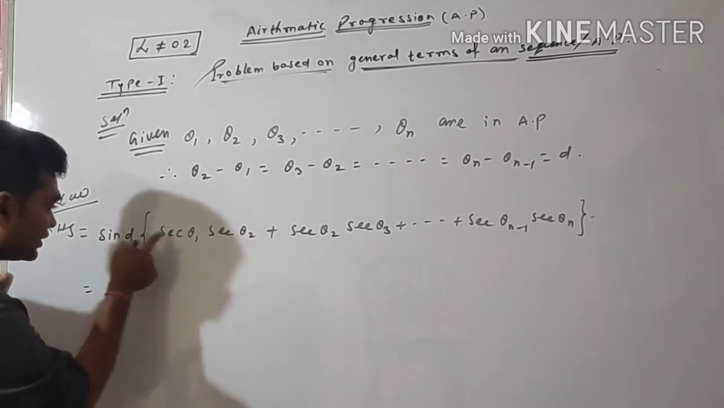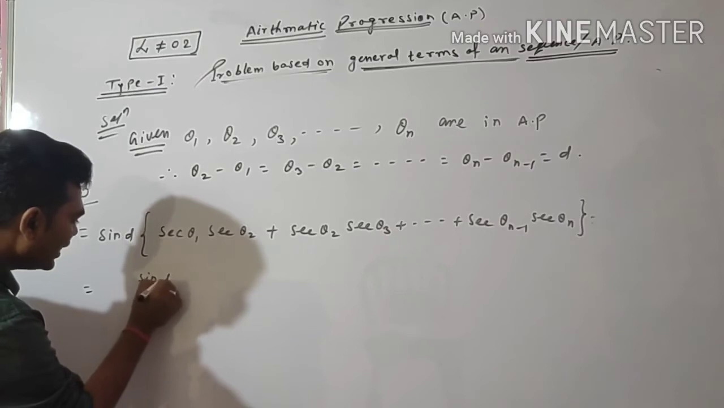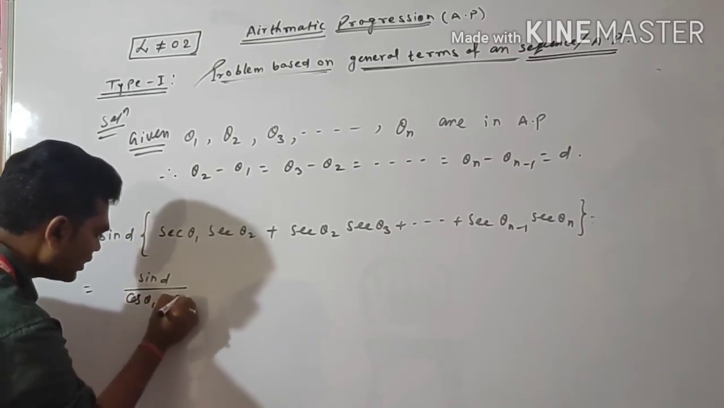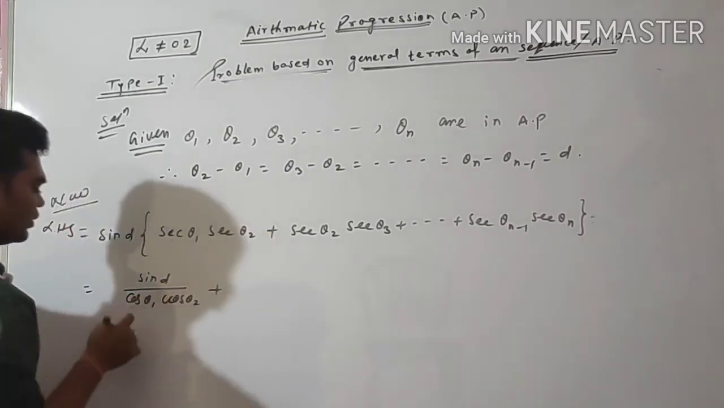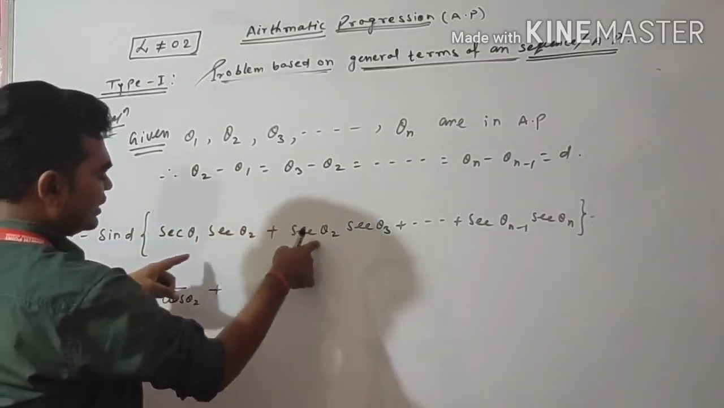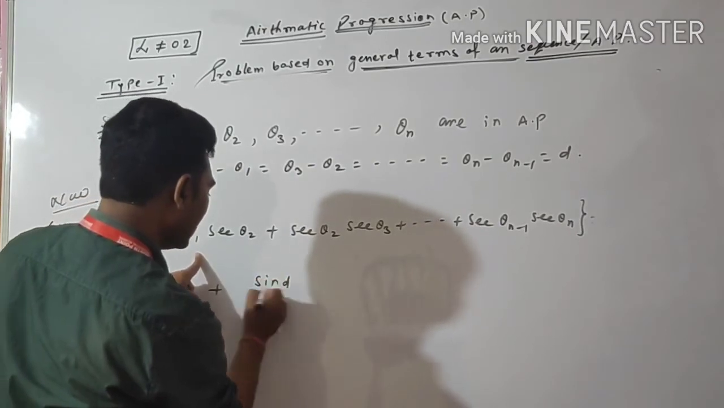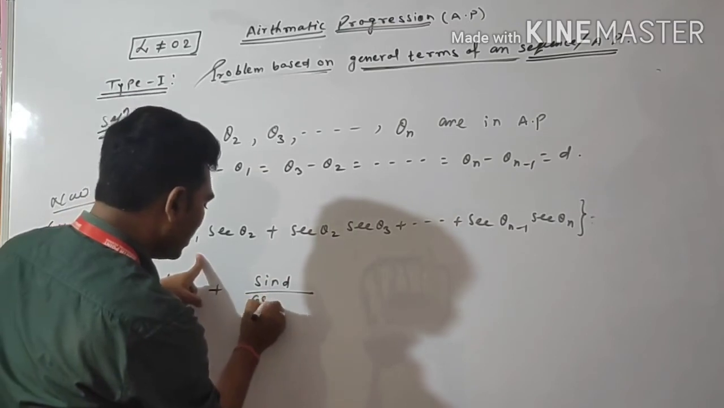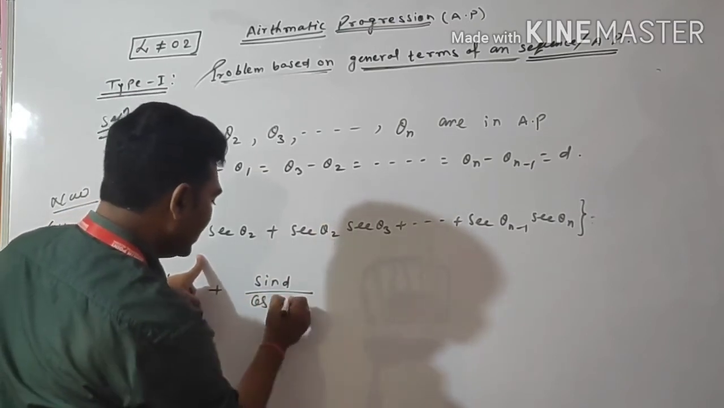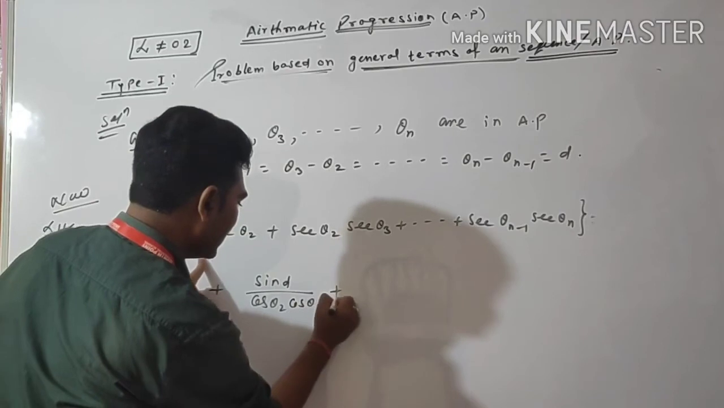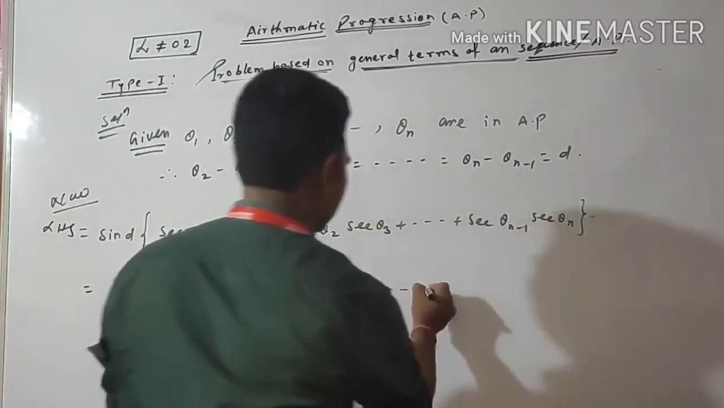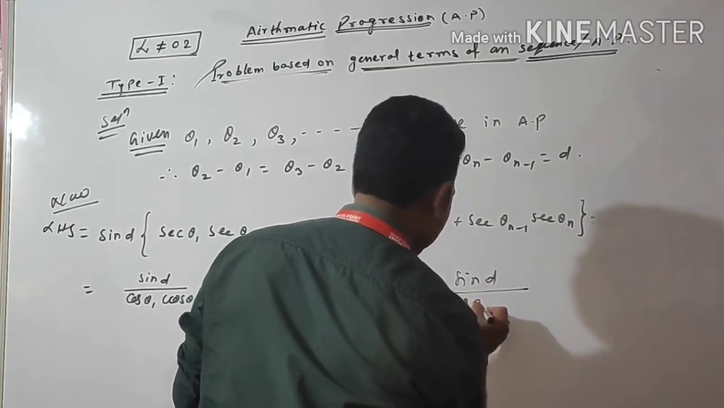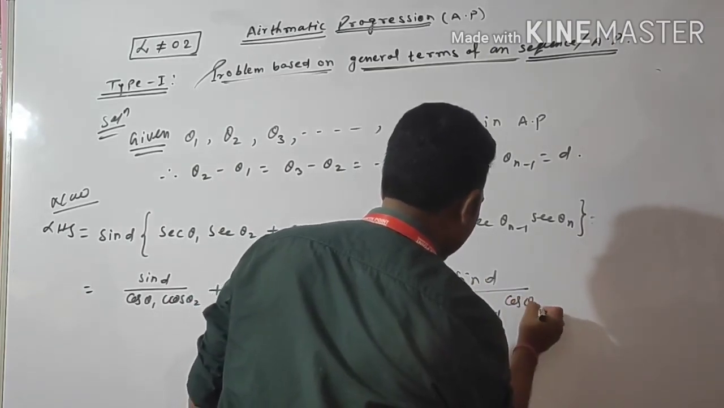We also write the product, sin d by cos theta 1 cos theta 2, plus, and this is multiplied by this, sin d and sec theta 2 is written as 1 by cos theta 2. Similarly, this is equal to cos theta 3, and finally sin d by cos theta n minus 1 into cos theta n.